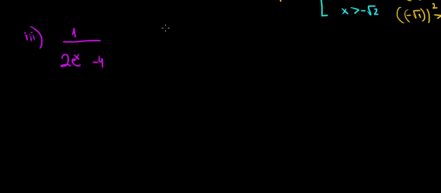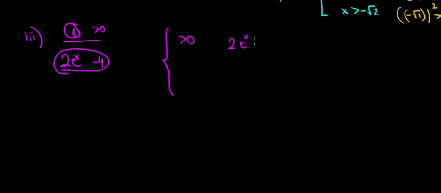Now what kind of ranges do we have here? Let's see. 1 is positive, right? 1 is a positive number. So when can this expression be positive? It can be positive when the denominator is positive. So 2 times e to the power of x minus 4 has to be positive, which means that 2 times e to the power of x has to be greater than 4. If we cancel out 4 and 2, we have a 2 left. So e to the power of x has to be greater than 2.